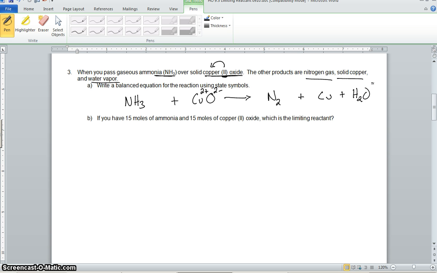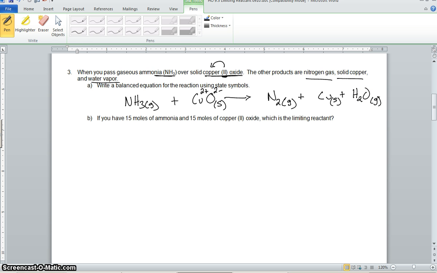So the first thing we do when we have a balanced equation problem is we write all of our products, all of our reactants, make sure they're all stable. Check. Done and done. Next thing we do is we go back and we check our state symbols. We put them all together, plus signs, arrow signs. Check your state symbols: gaseous, so G on the NH3 over solid copper II oxide. We get nitrogen gas, that's another G, with solid copper, and water vapor. Well, vapor, that would be a gas as well.